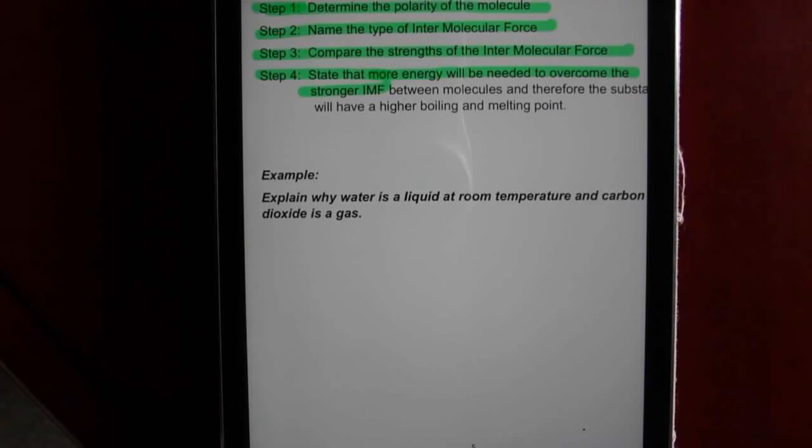If we look at the example there, they ask us, why is water a liquid at room temperature and carbon dioxide a gas? So actually what they're trying to ask you is, the boiling point of water is going to be much higher than the boiling point of carbon dioxide. Because if carbon dioxide is a gas at room temperature, it's already boiled at room temperature.